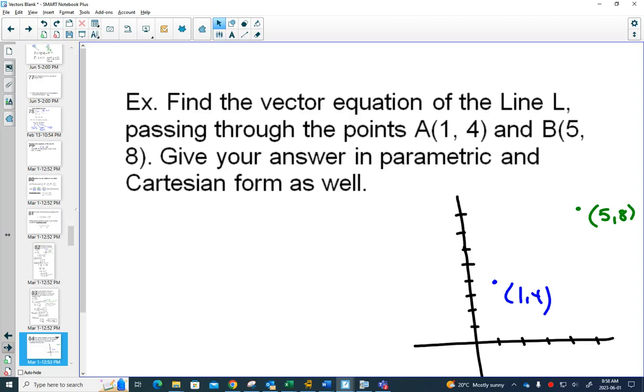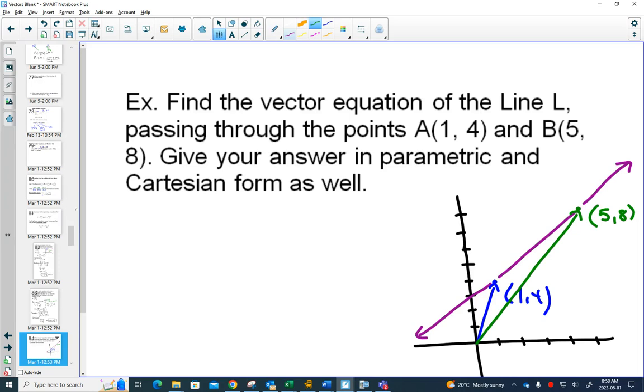Then there's going to be a purple line that goes through those 2 points. What is the vector equation of that line? Well, we have our blue vector that goes to 1, 4. We have our green vector that goes to 5, 8.